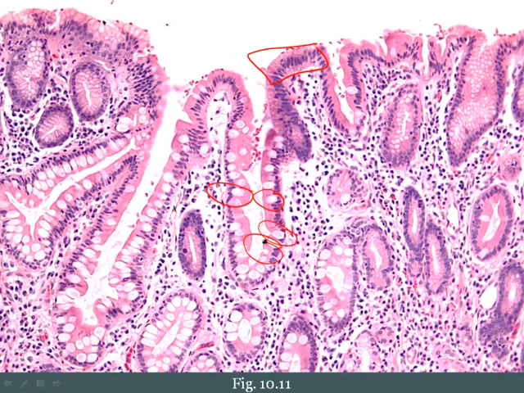And this is a very high-yield principle to be aware of. It goes back to a little bit of normal histology, and it goes back to a very important risk, and that is the risk for gastric adenocarcinoma.